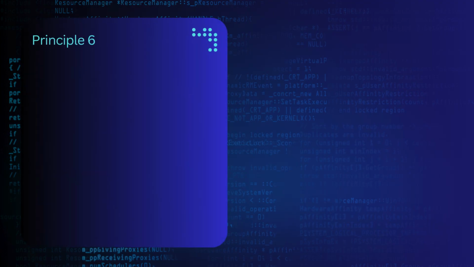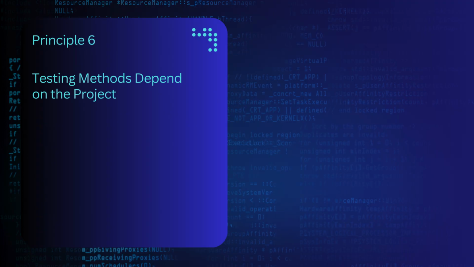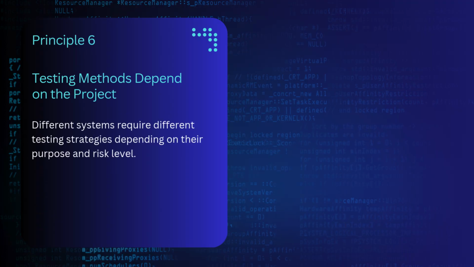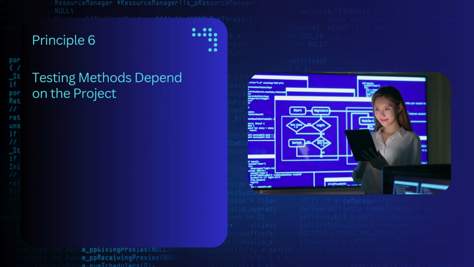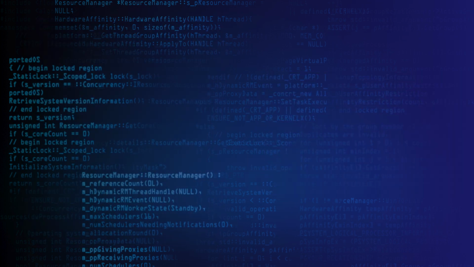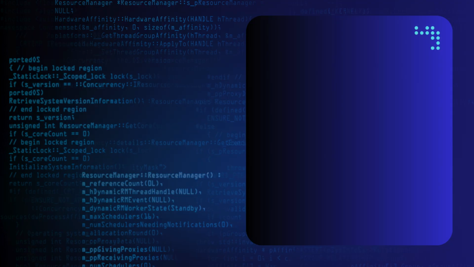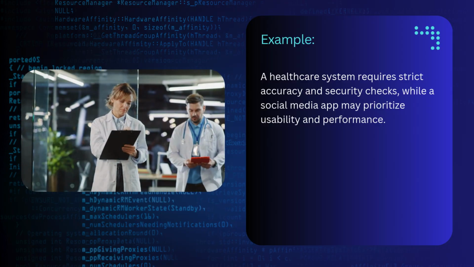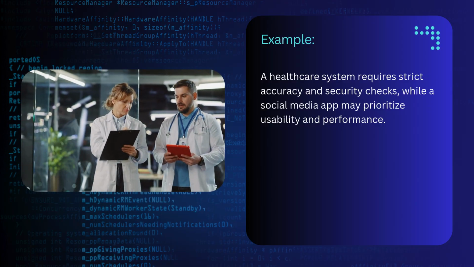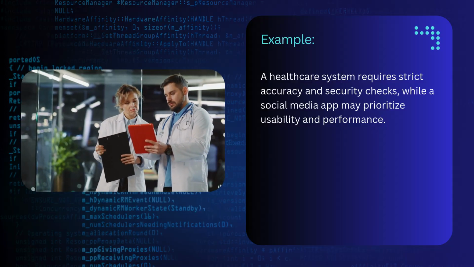Principle 6. Testing methods depend on the project. Different systems require different testing strategies depending on their purpose and risk level. Example: a healthcare system requires strict accuracy and security checks, while a social media app may prioritize usability and performance.